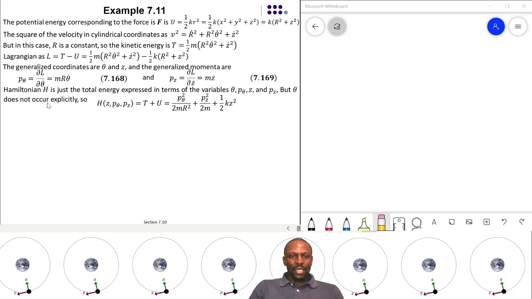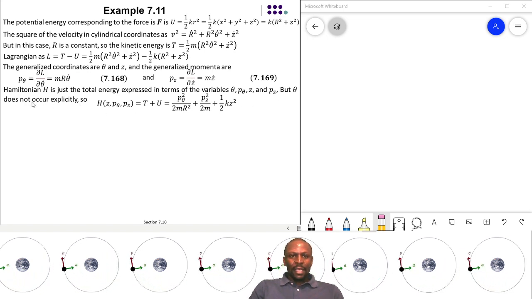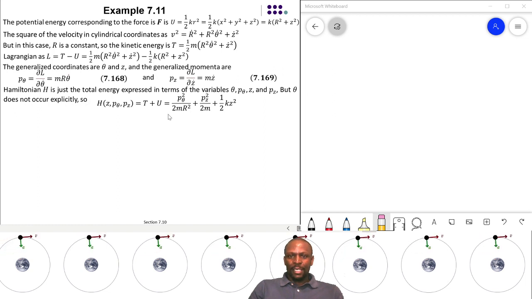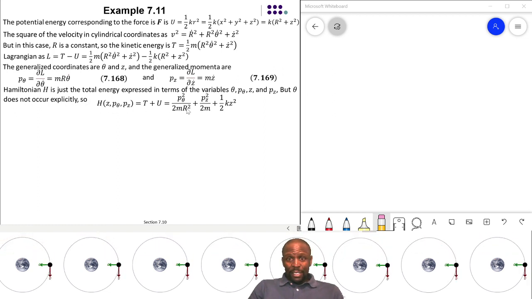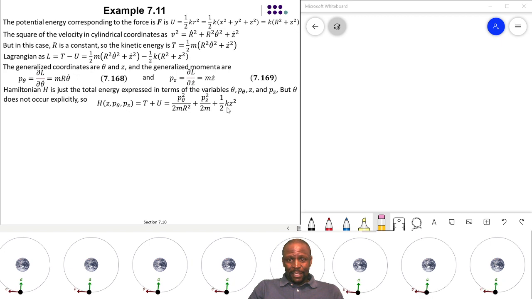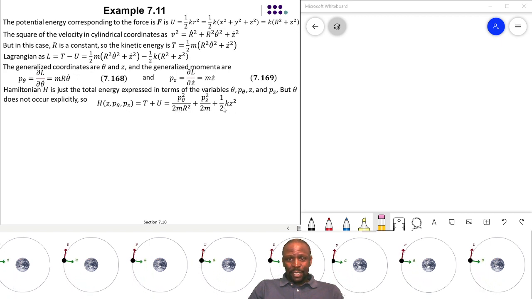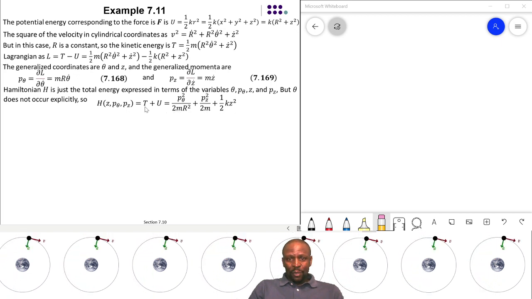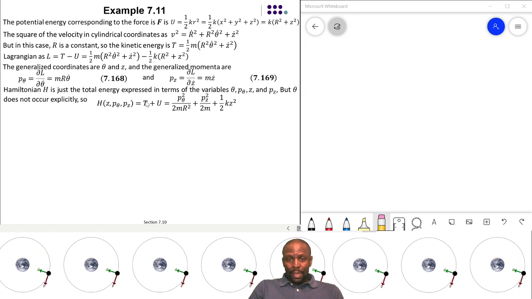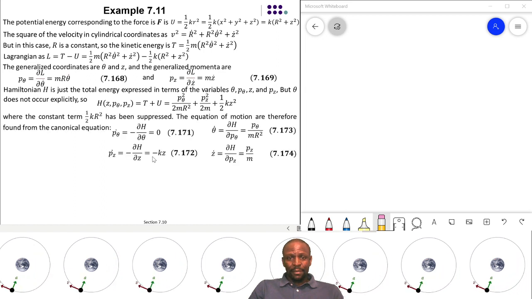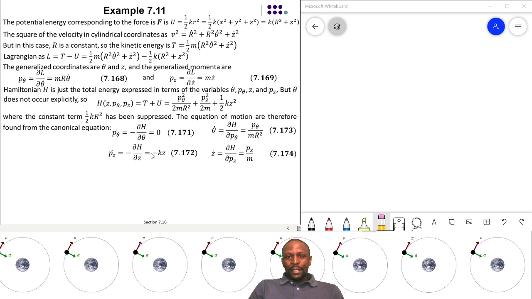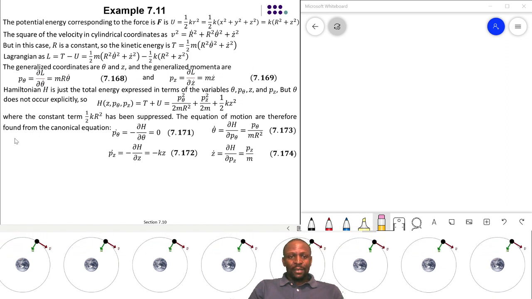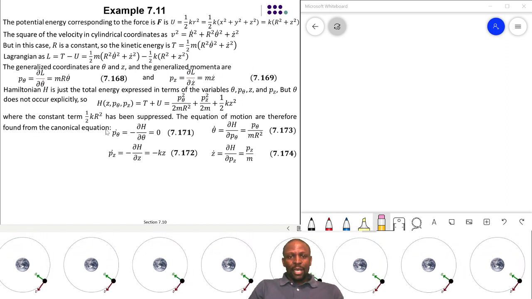But theta does not occur explicitly. Therefore, the Hamiltonian is just given by this equation there. This is the equation for the Hamiltonian, and because the Hamiltonian is just the kinetic energy plus the potential energy. Now, in that case, the equations of motion are therefore found from the canonical equations to be like this.